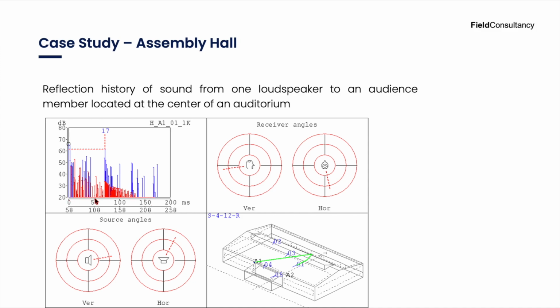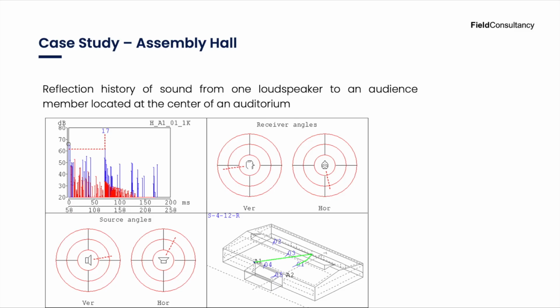We can see up to 50 milliseconds, we get some useful early reflections of sound showed by the blue lines here. Any sound arriving before 50 milliseconds combined with the direct sound would improve the speech intelligibility of that spoken word.